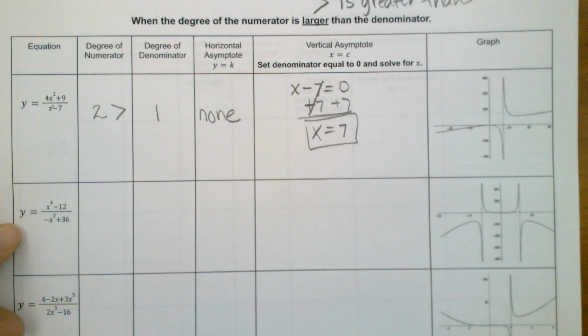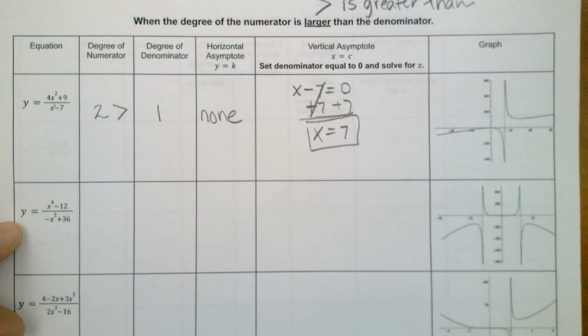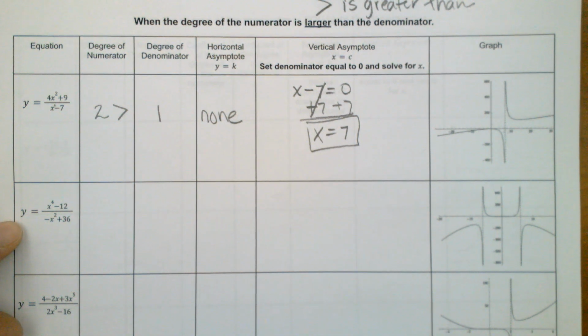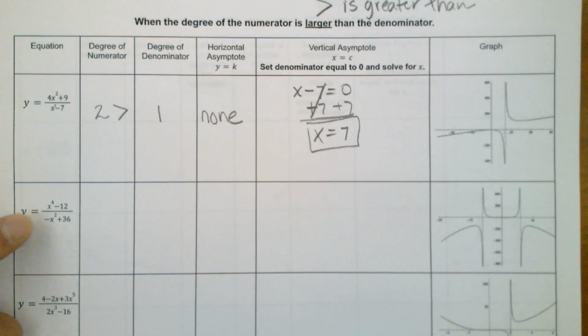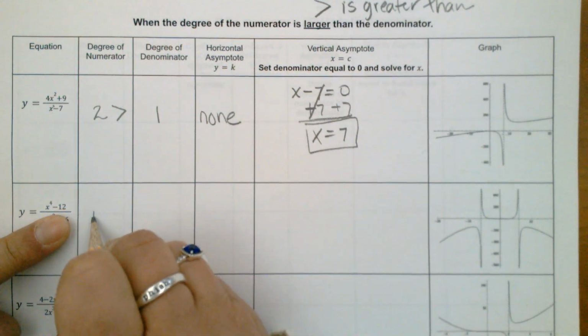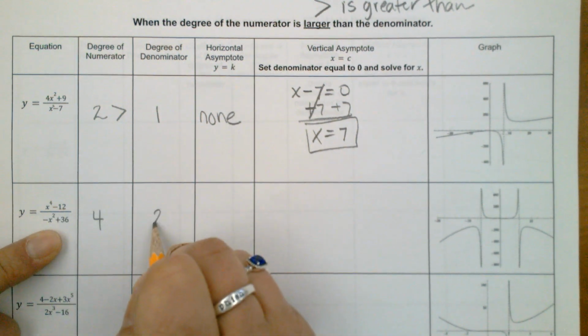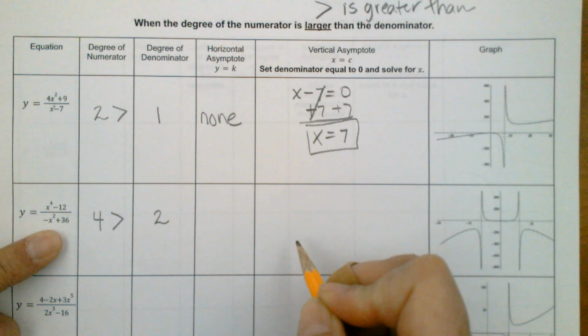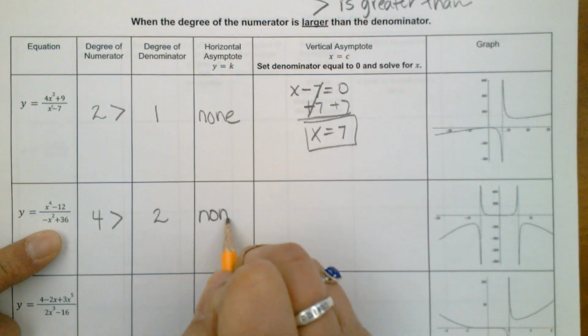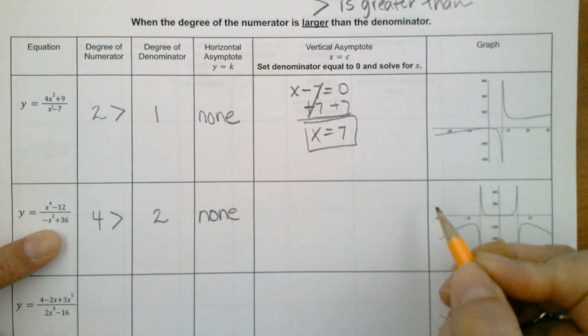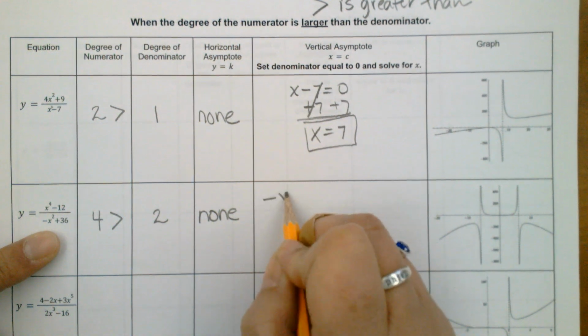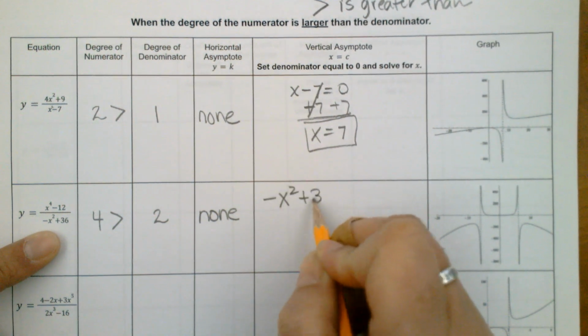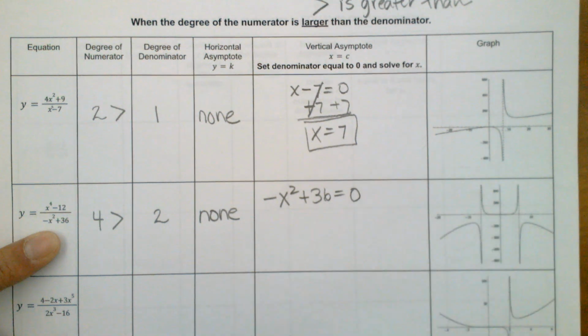Okay. Second one, y equals the quantity of x to the fourth minus 12 divided by the quantity of negative x squared plus 36. In the numerator, our highest exponent is 4. In the denominator, it is 2. This is greater than, which means we don't have any horizontal asymptotes. But for our vertical asymptote, we're going to take the denominator, negative x squared plus 36, and we're going to solve for x after we set it equal to 0.